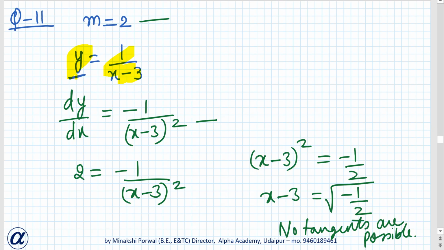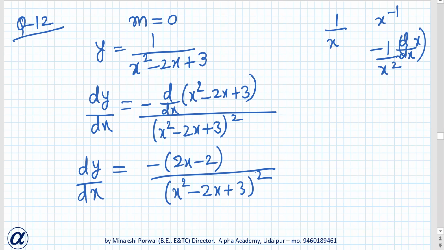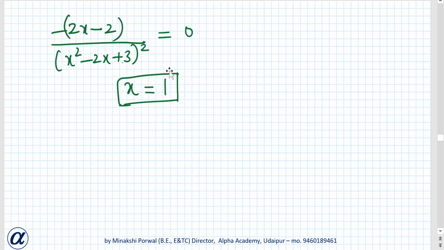So, ma'am, by differentiating. So one minute, the slope was given as 0. We first of all differentiated it and equated. We got the x coordinate as 1.